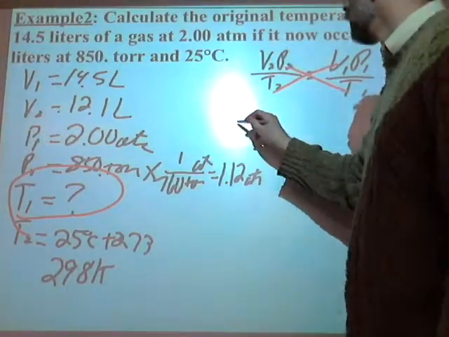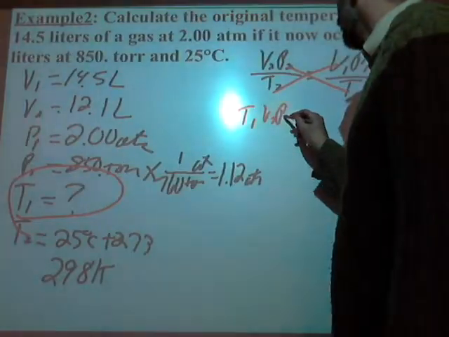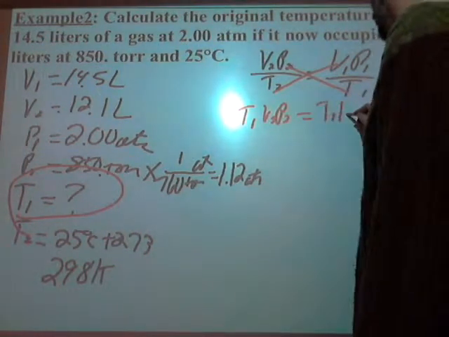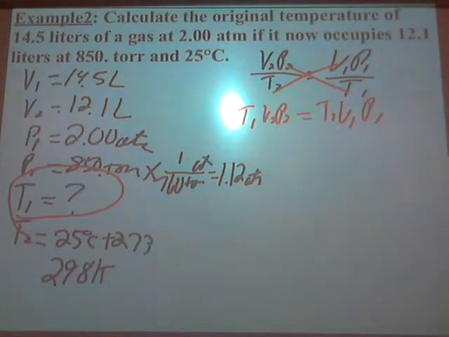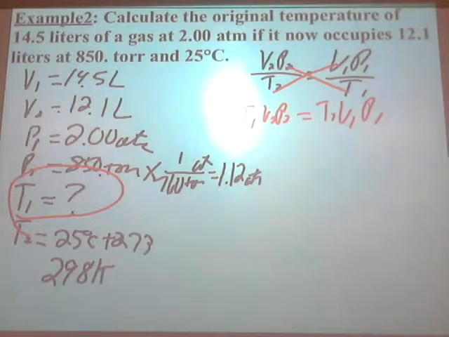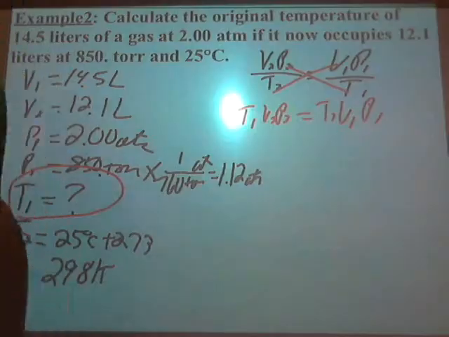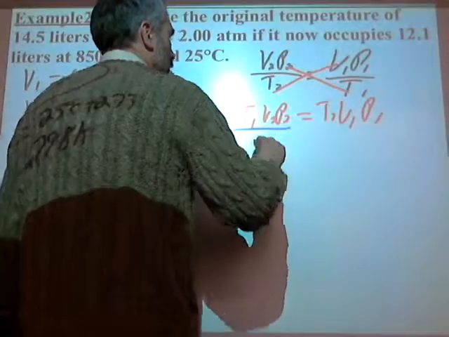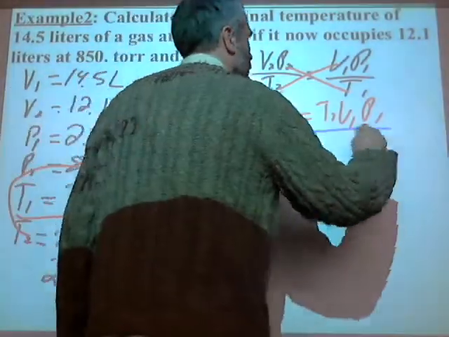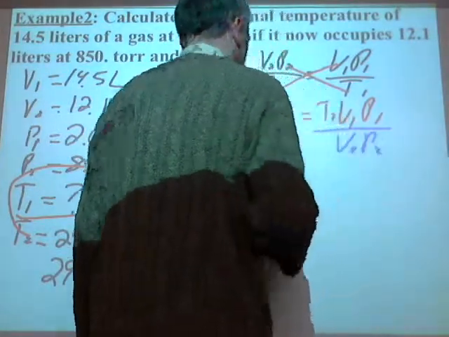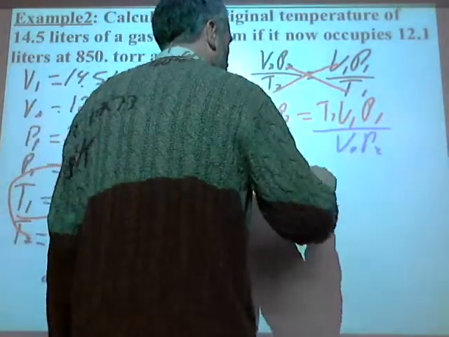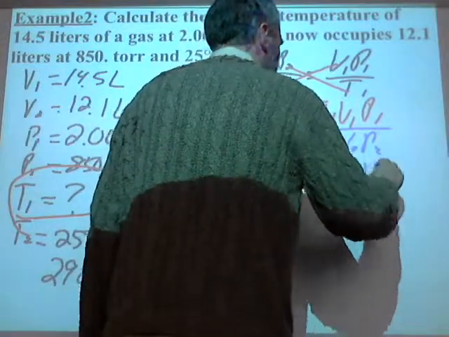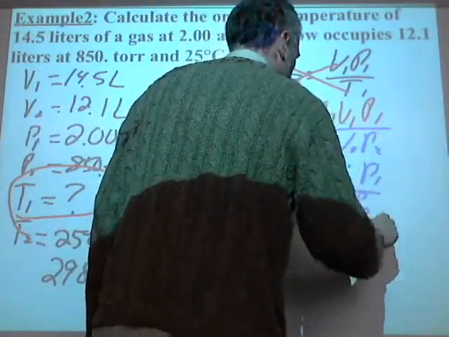T1 V2 P2 equals T2 V1 P1. That helps me because now the variable I'm looking for is set up on the left side in the numerator. And I know what to do to get rid of the stuff that's by him. What will I do to both sides to get rid of the stuff that's by him? Divide by the V2, P2. Exactly. And there you have it. You get T1 equals T2 V1 P1 over V2 P2.